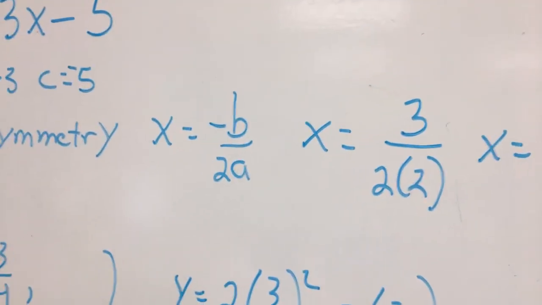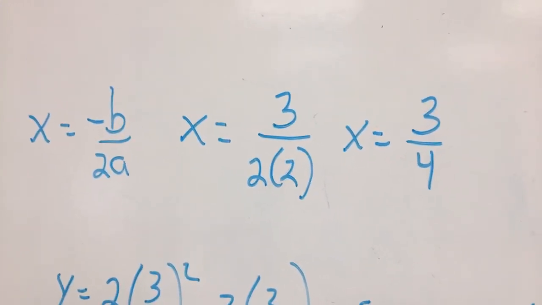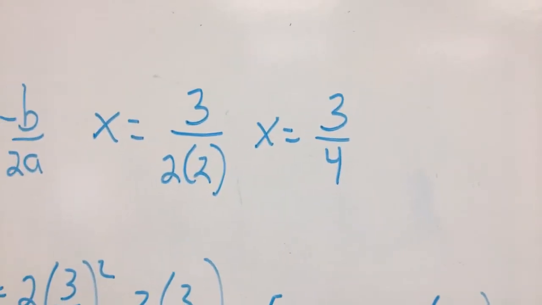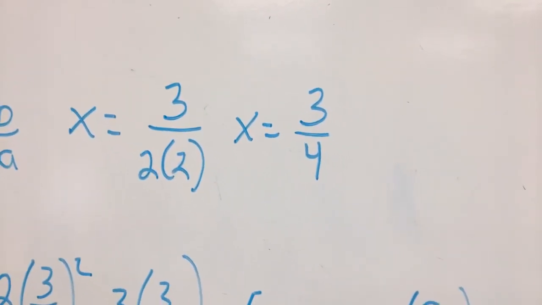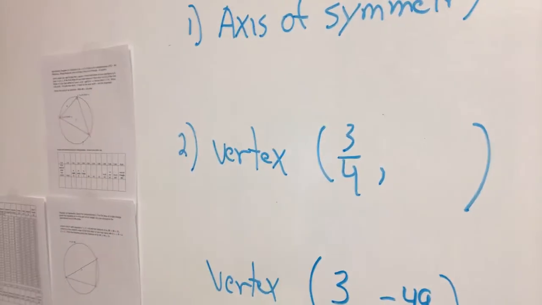All right, so negative b over 2a. In our case, b is a negative 3, so the opposite of a negative 3 is a positive 3, and 2 times 2 is 4. So the axis of symmetry is x is equal to 3/4. Isn't that beautiful? Now, step 2, thou shalt find the vertex.